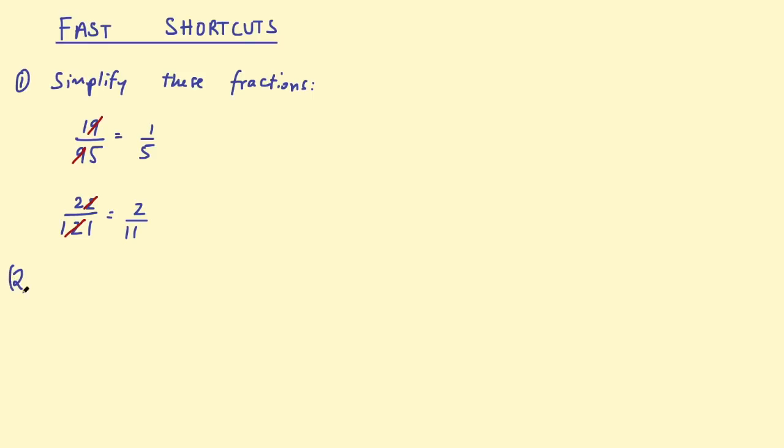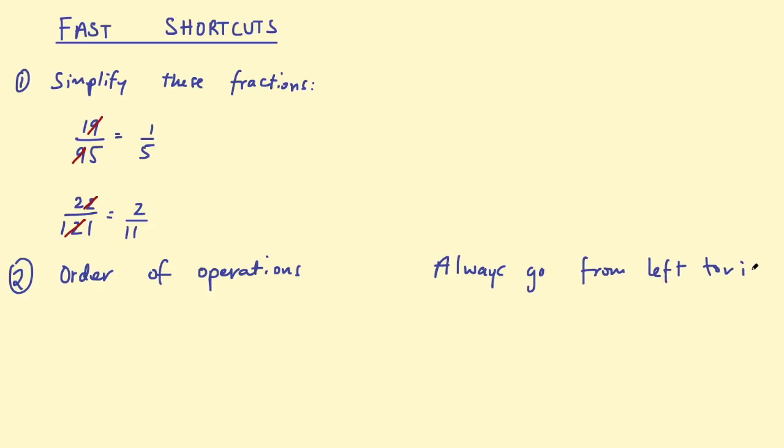Okay, next you might get an order of operations question. So forget all of that BEDMAS, PEMDAS stuff. None of that really matters. All you need to remember for order of operations is always go from left to right. Okay, that's all you need to remember for order of operations. So let's look at an example.